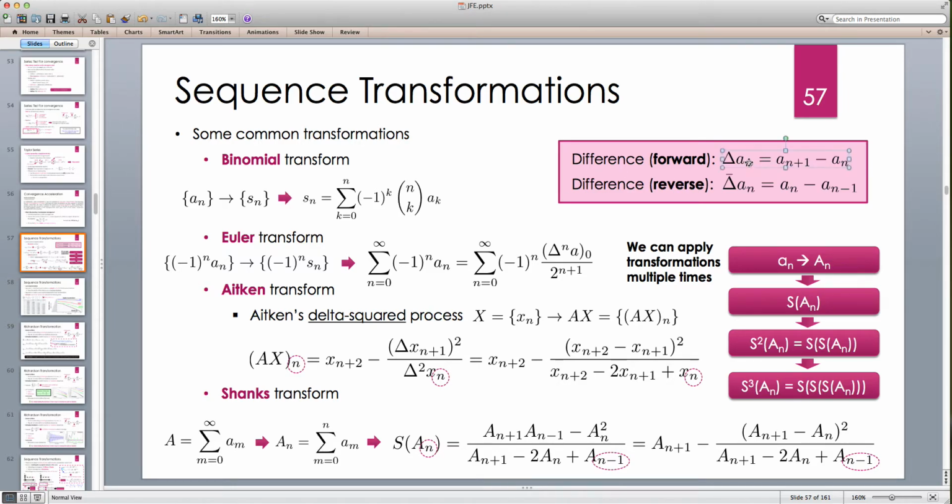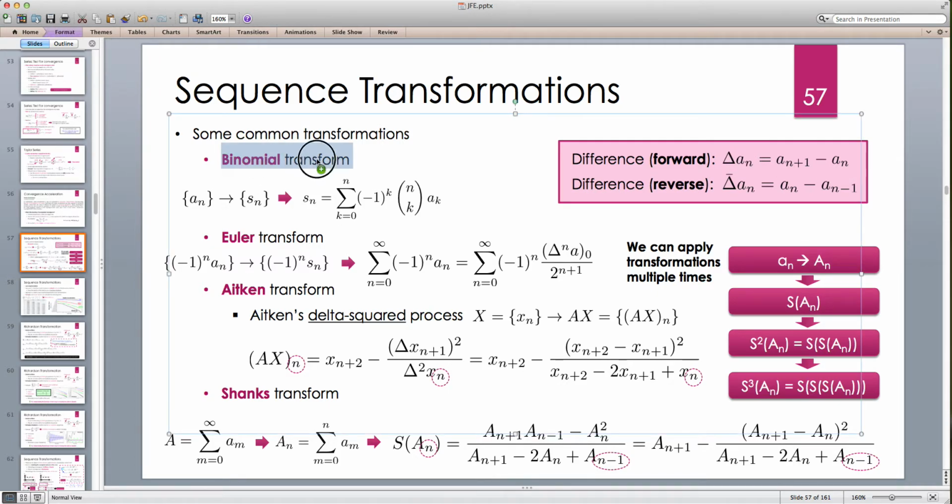One of the things that always pops up in these transformations is the notion of delta or difference, discrete difference. So delta of an is an plus 1 minus an, which is also sometimes called the forward difference. And we can also define a reverse difference, which we typically denote by delta bar, which takes an and subtracts an minus 1 from it. All right, but whenever we say delta an, we mean forward difference.